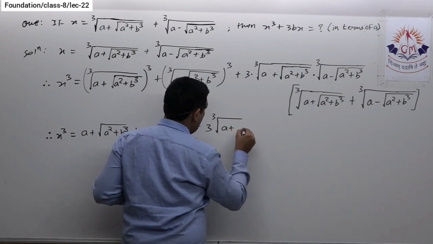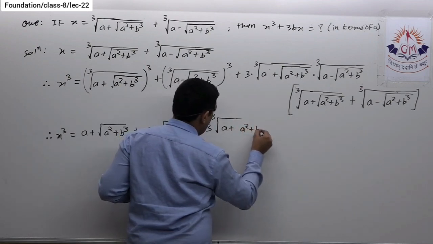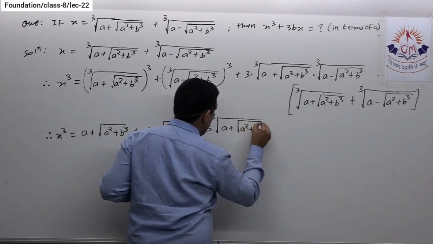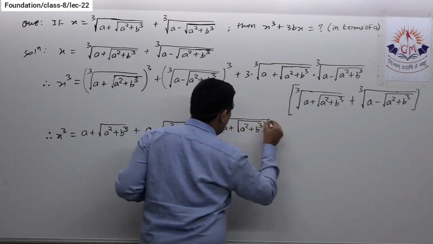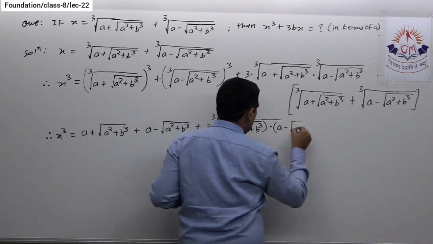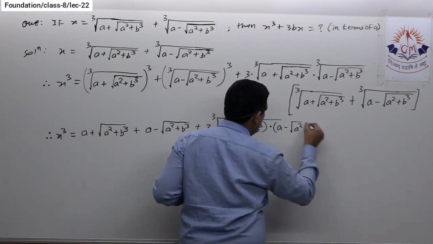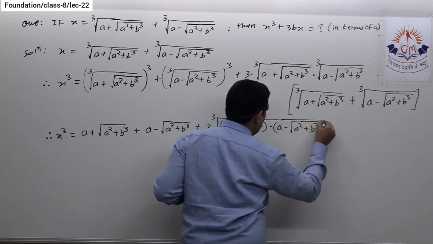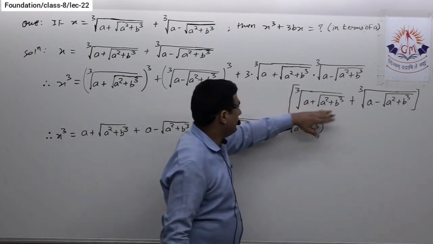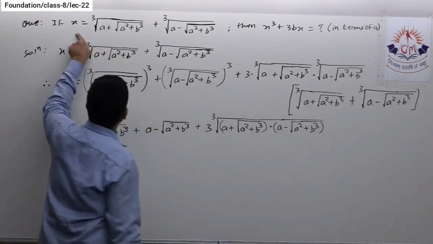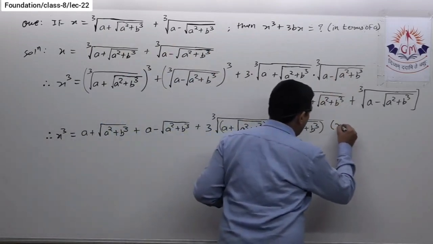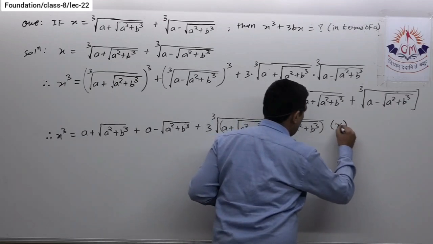A plus square root of a square plus b cube, multiplied by a minus square root of a square plus b cube, in this way. Okay, cube root. Now this, if you observe carefully, is the same expression which is given. This is the value of x. So this is x only. So here I am keeping it x again.